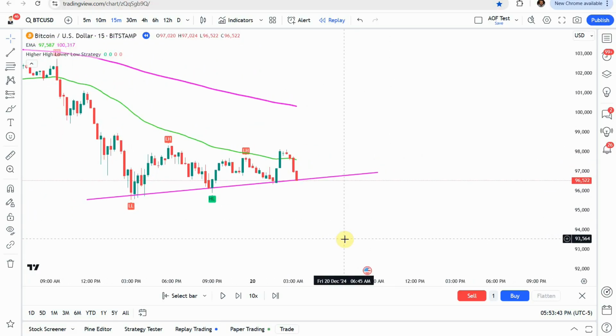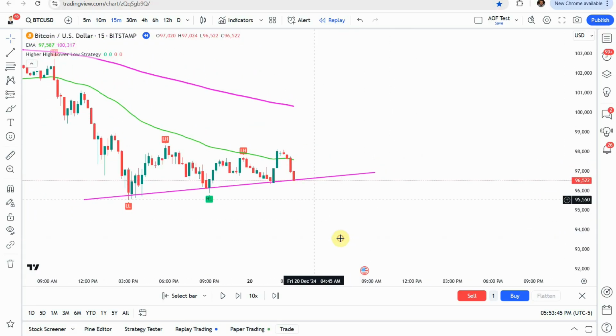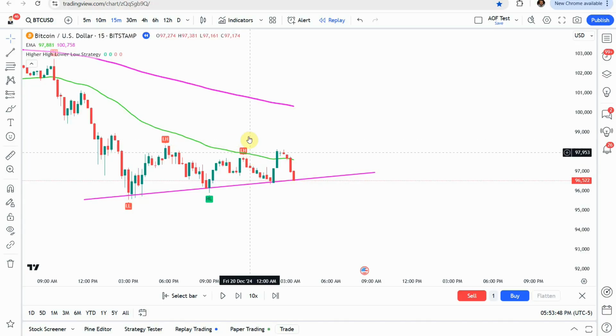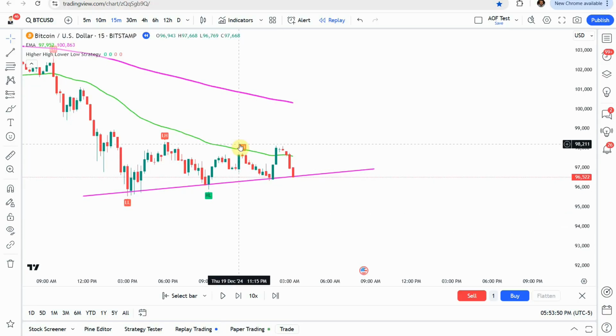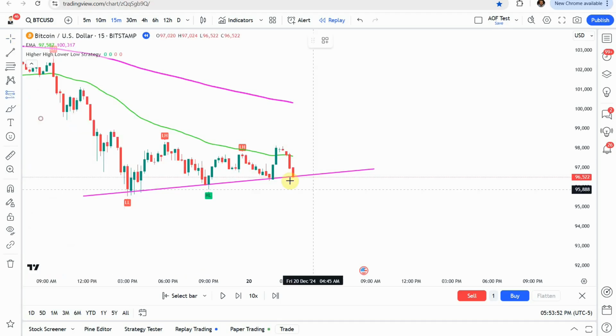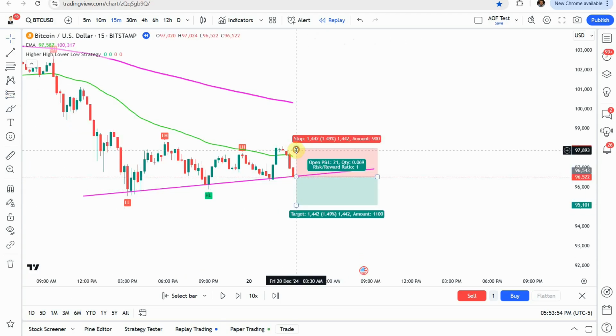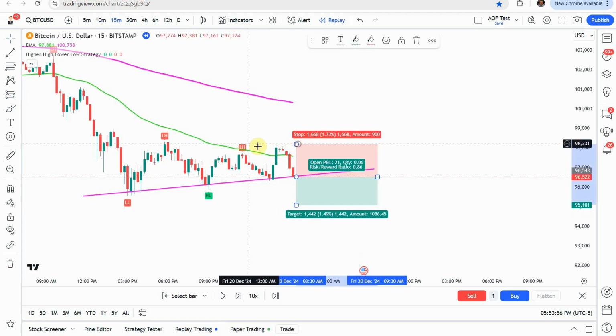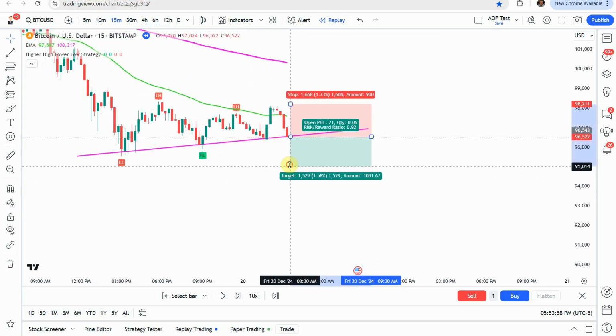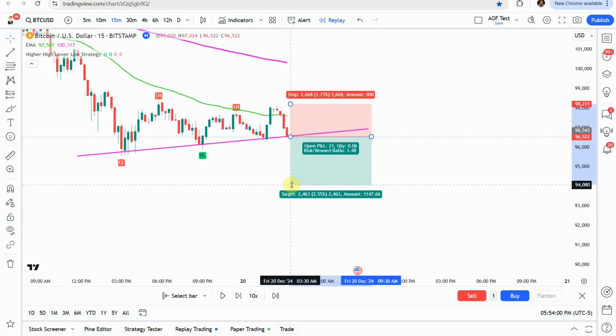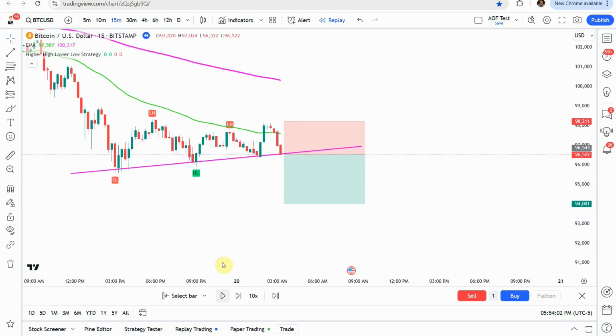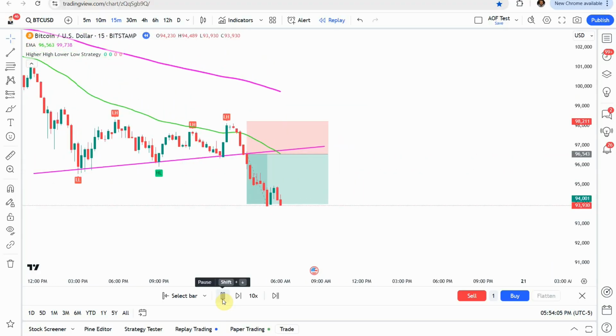Then what we're going to do is set a stop right above the lower high right here. So we'll put our trade right here and put our stop just right above this lower high tag, and we're going to target a 1 to 1.5 risk reward just like so. Let's play this forward and see how it plays out.